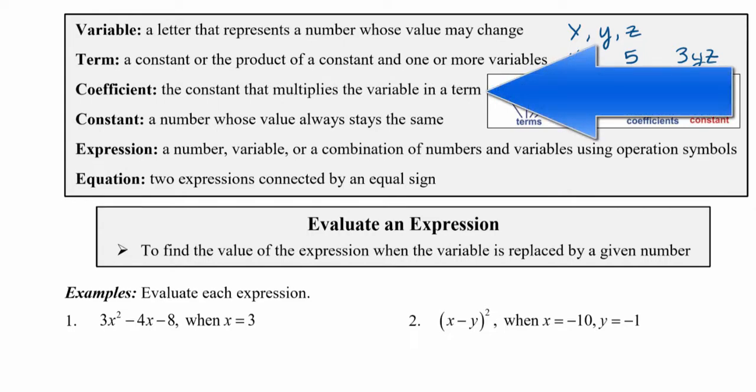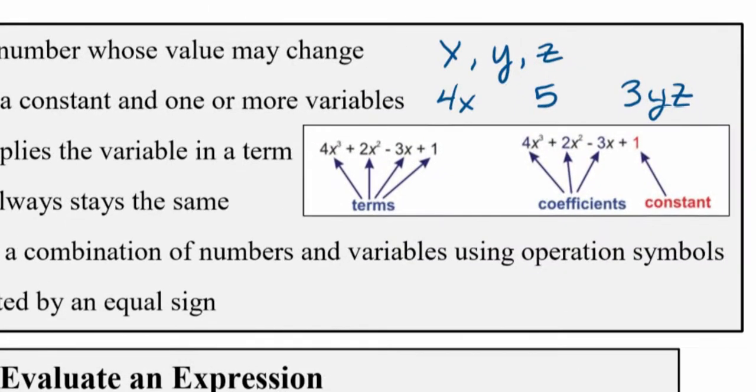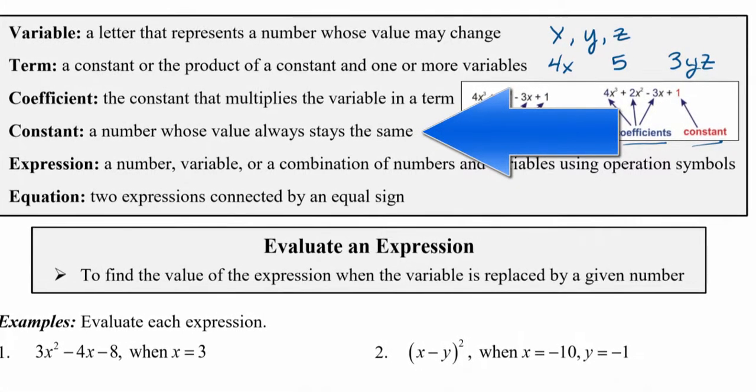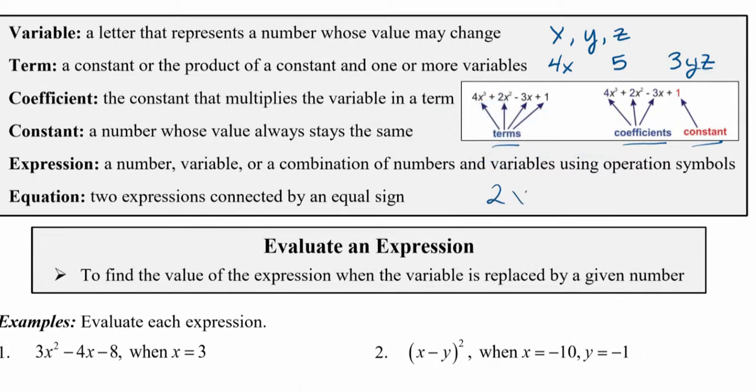Coefficient, that's a constant that multiplies the variable in a term. So here you can see that we have this polynomial here, and it's got 4 terms. 4x cubed, 2x squared, 3x, and 1. And 4, 2, and 3 are coefficients, but 1 is a constant. And what's a constant? A constant is a number whose value always stays the same. And you're going to recognize them because they won't have variables next to them. There'll be numbers like 1 or -3.